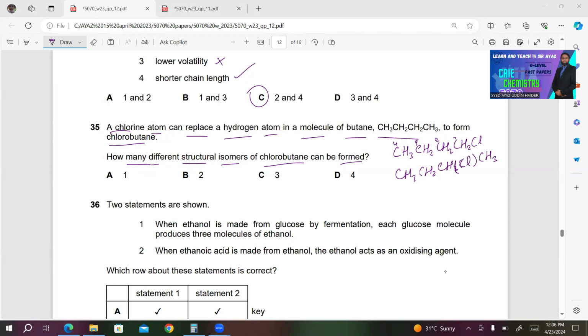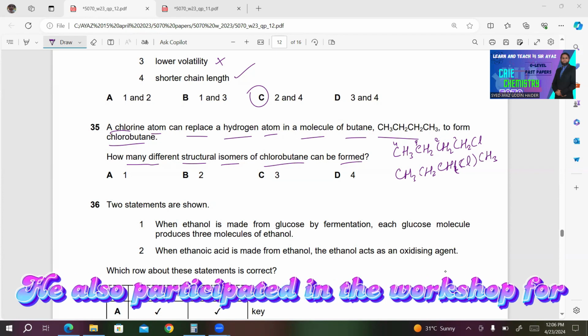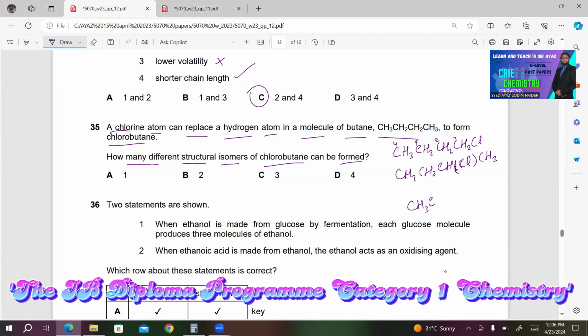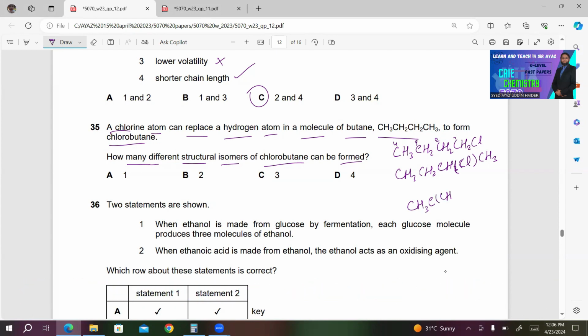If you place the chlorine at position number 2. What if I change the position of one of the methyl groups, that is CH3? So the third possibility will be like this: CH3, CH3, and we'll have CH2, Cl. Yes, this will be the third possibility.